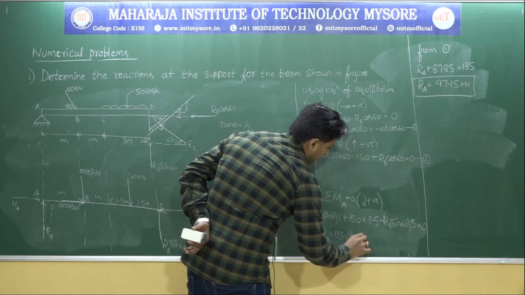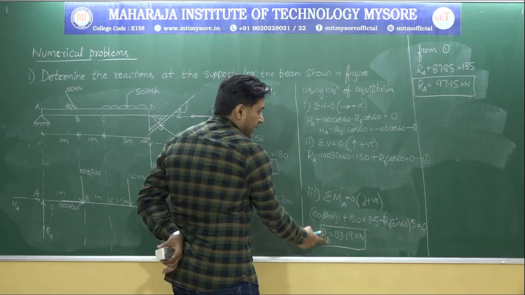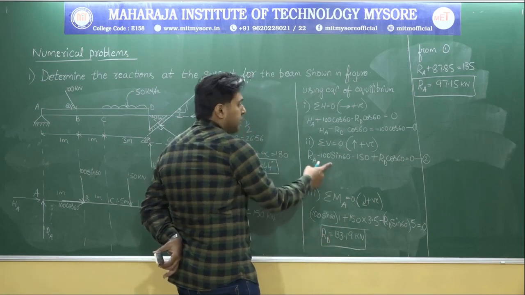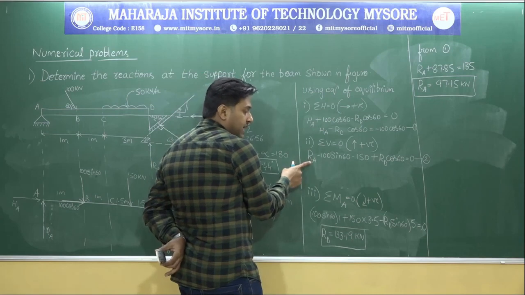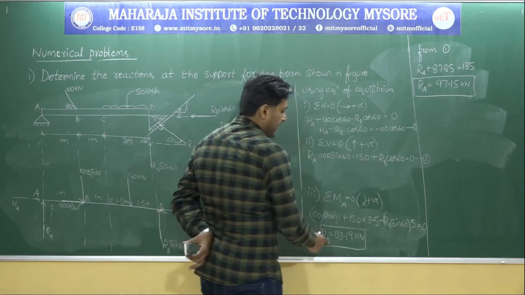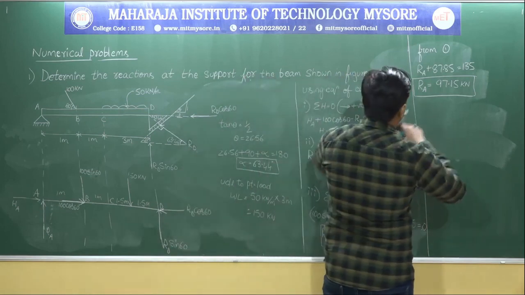Okay. So now what I will be doing is, let me substitute this in equation 2, because here the unknown is RA, here the unknown is RD. I know the value of RD now. Substitute it back. So from 2.